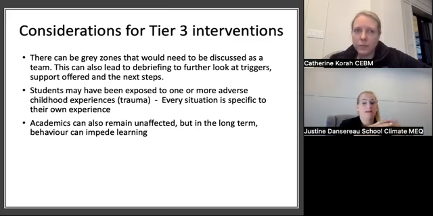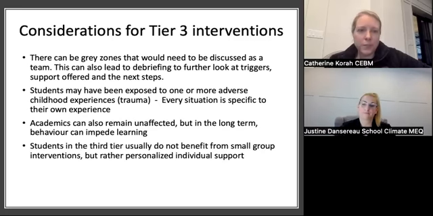When you have team meetings or meetings with the parents, maybe currently the behavior is not impeding the learning, but in the long run, if these behaviors keep going, it's really important to have that in the back of your mind to say, keep an eye out for the actual academics, because if this behavior is continuing, it definitely will or could impede the academic side of things as well.